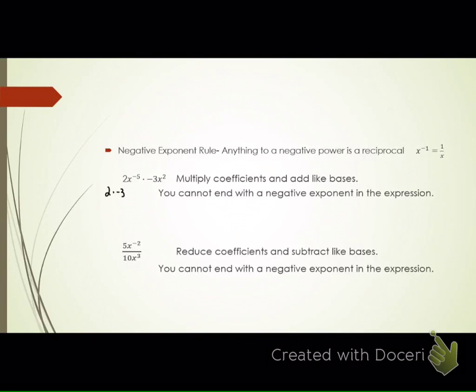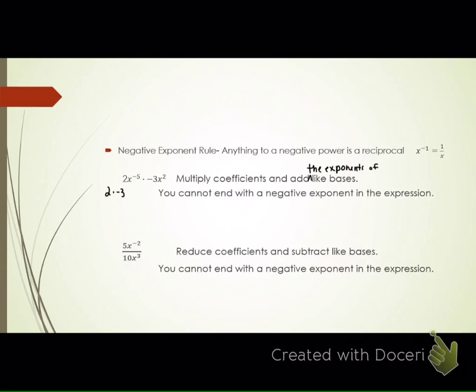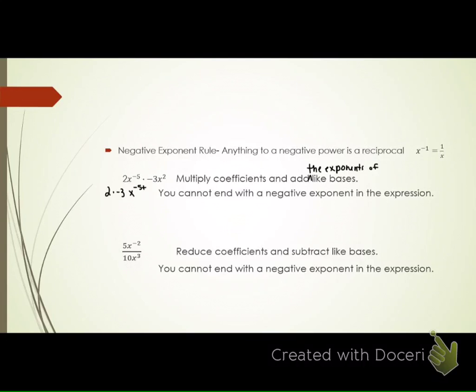And when you multiply, you add the exponents of like bases. So we'll be able to add those exponents. So we'll be able to add negative 5 and 2. So this is kind of what we started talking about yesterday.